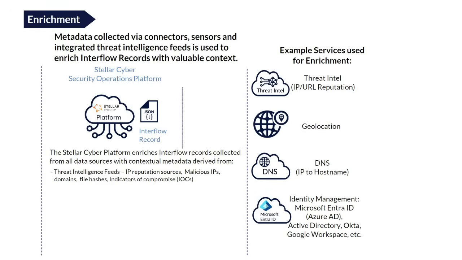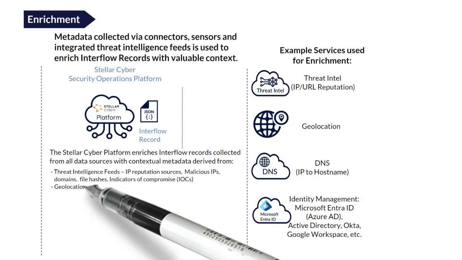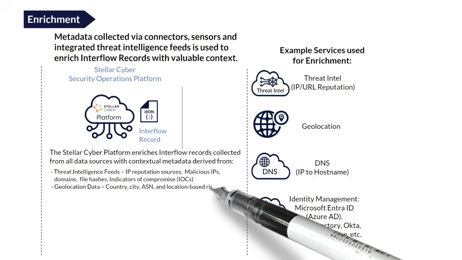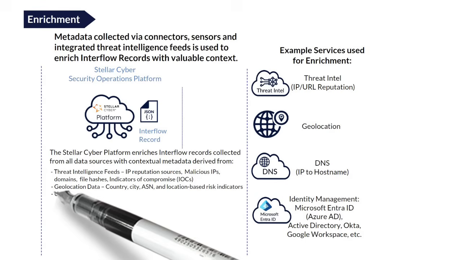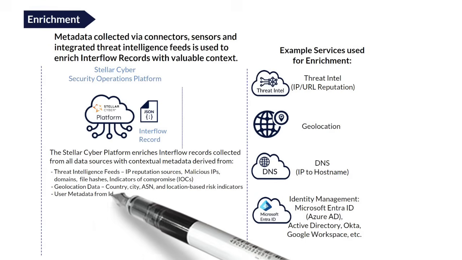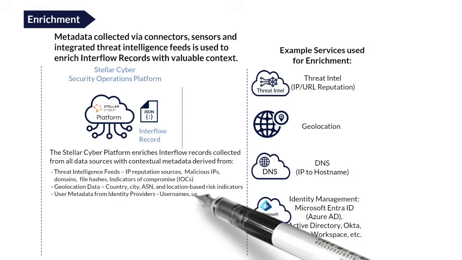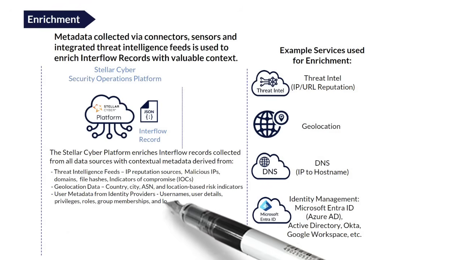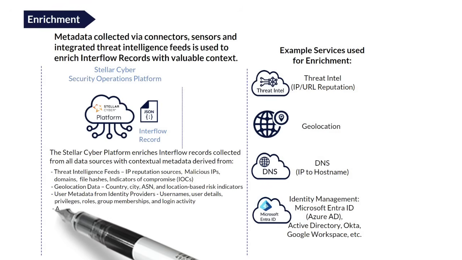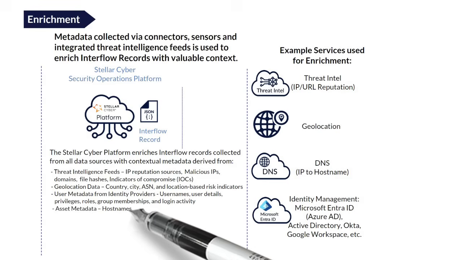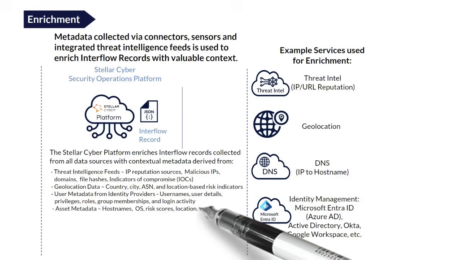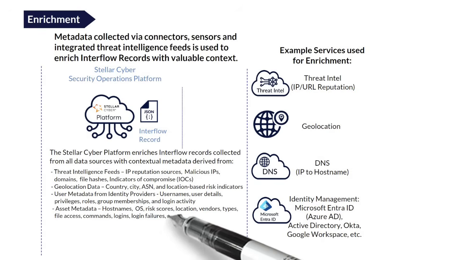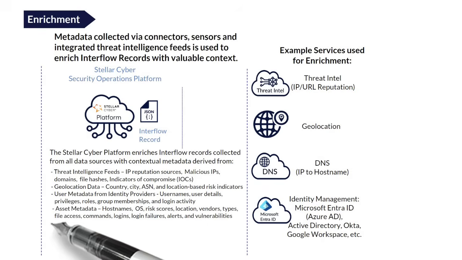Interflow records are also enriched with geolocation data, country, city, ASN, and location-based risk indicators. Interflow records are also enriched with user metadata from identity providers, usernames, user details, privileges, roles, group memberships, and login activity. Enrichment also includes asset metadata, host names, OS, risk scores, location, vendors, types, file access, commands, logins, login failures, alerts, and vulnerabilities.